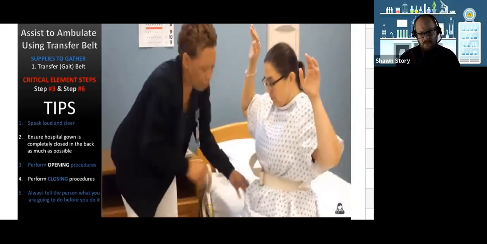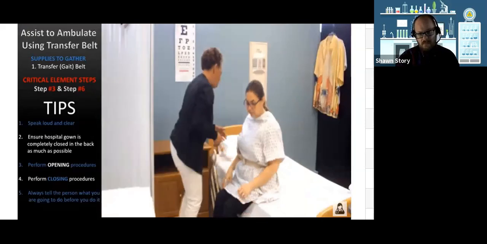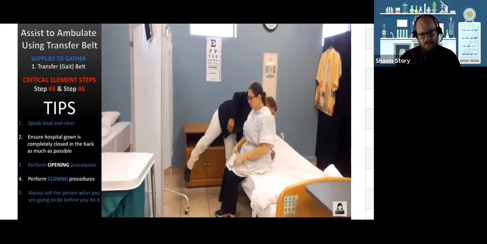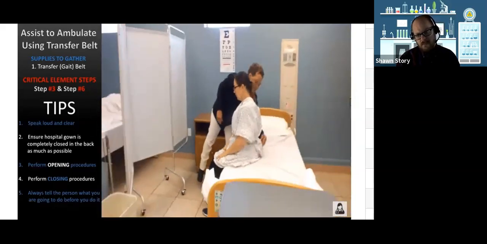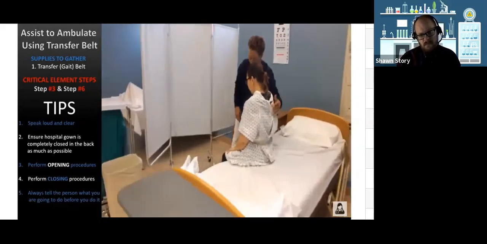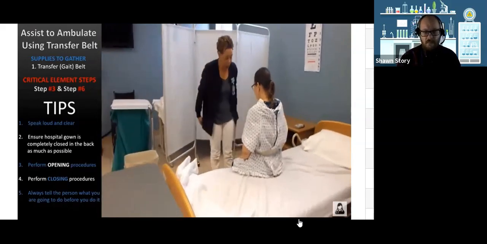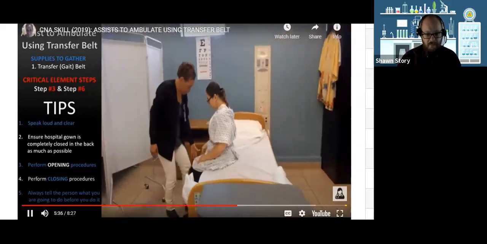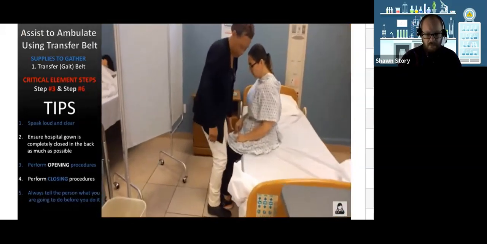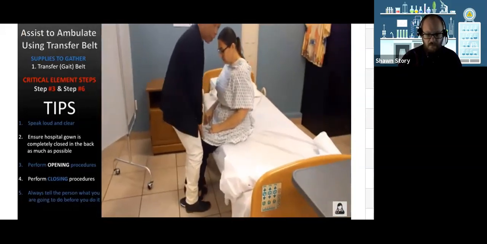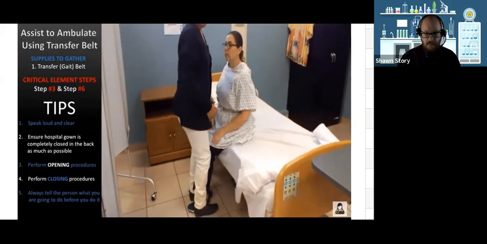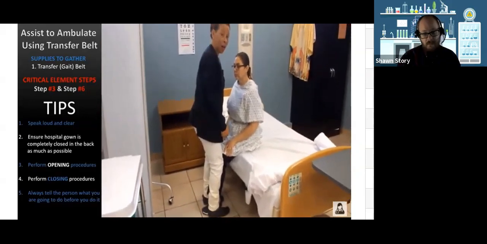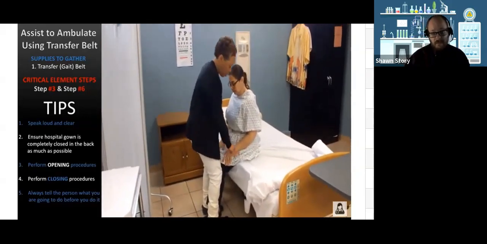Now, before I stand Miss Carla up, I'm going to look again to make sure I have her gown closed as much as possible in the back, which I do. Okay. Now, Miss Carla, I'm going to go ahead and stabilize your legs, okay? It's going to be your leg, your leg, and my leg, okay? Now, you have to make sure that your knees are touching the client's knees. If they are not, you will not receive credit for this step.